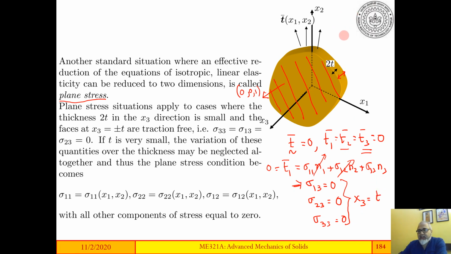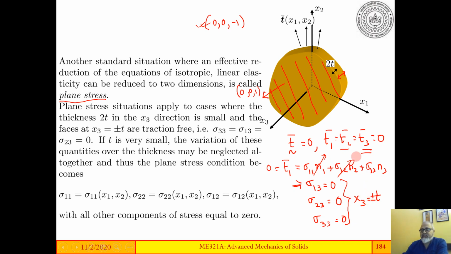If you look at the plane behind, that is x3 equal to minus t, you will see that that's also a traction free plane. There also T1 bar, T2 bar, T3 bar is equal to 0, but the normal to the plane is 0, 0, minus 1. So if you put 0, 0, minus 1 as the normal on a traction free plane, you would come to the same conclusion as here, that sigma 1 3, sigma 2 3, sigma 3 3 are equal to 0 on x3 equal to plus minus t.